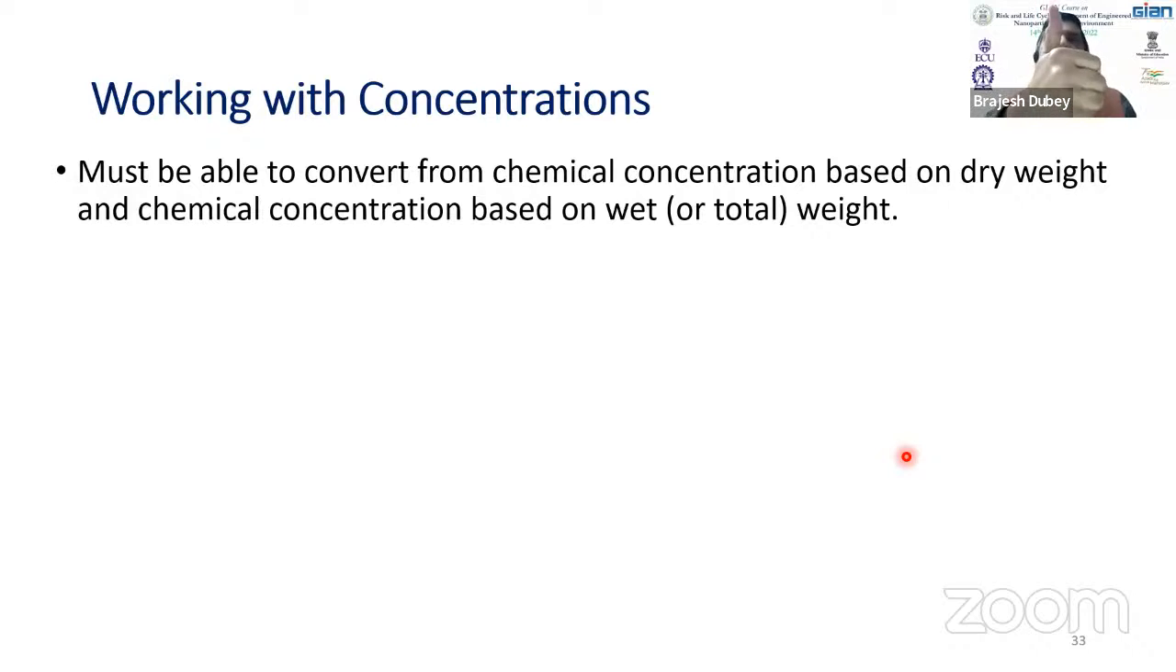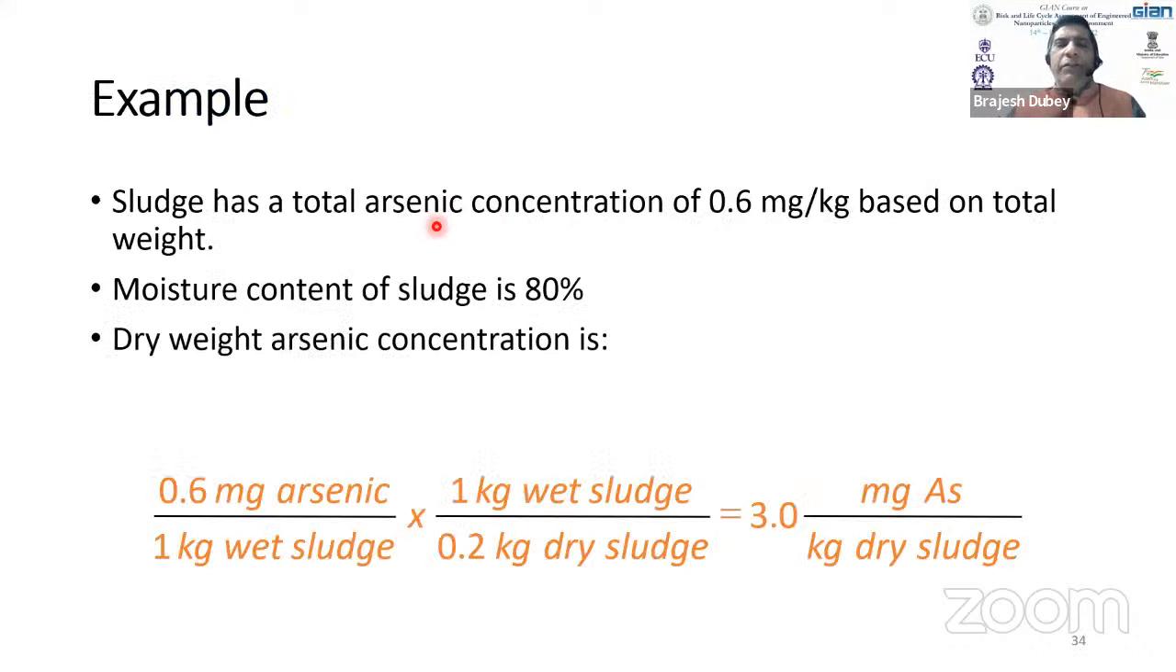Try to get proper concentration level, proper exposure level for water, air, and all that. So once you have this concentration, you can work with it. You can do a lot of stuff with that. Here are some examples. For example, if you have a sludge with total arsenic concentration of this much based on total weight, and the moisture content is this, what is the dry arsenic weight?